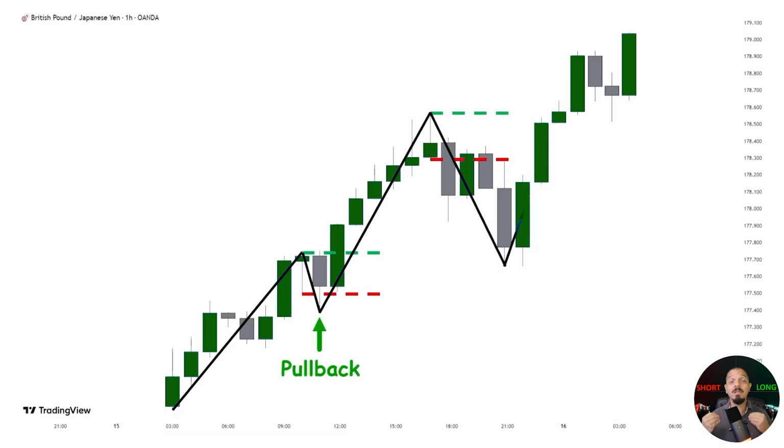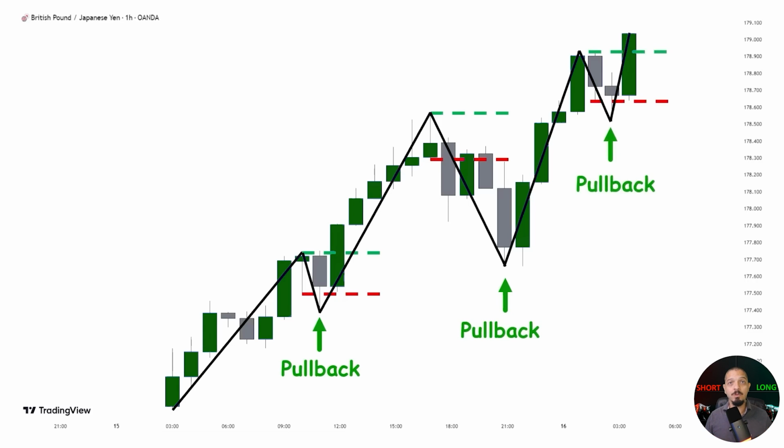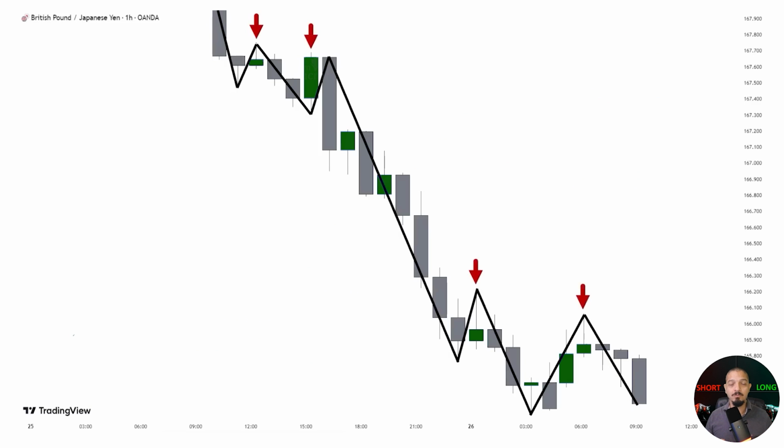Afterward, we see another deep pullback as the price breaks below the candle that set the latest high. Finally, the next pullback happens here with a doji candle that sweeps the lows of the previous candles. In a bearish market, for a pullback to be confirmed, the price must break above the high of the previous candle that formed the most recent low. Mastering this concept takes practice, as you'll encounter various scenarios that may look different on the chart.